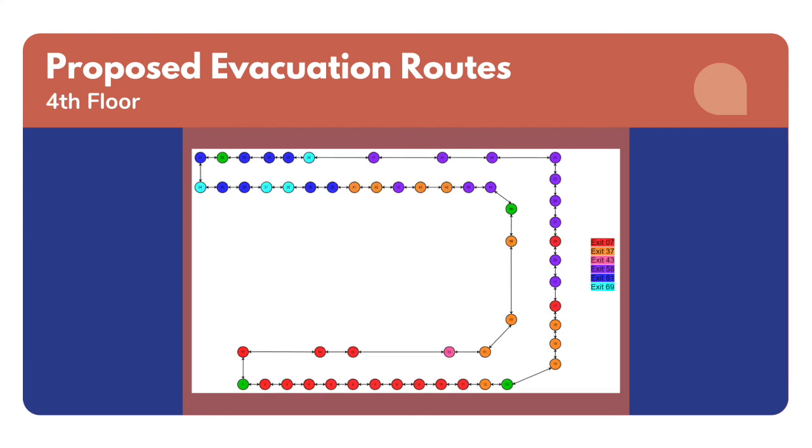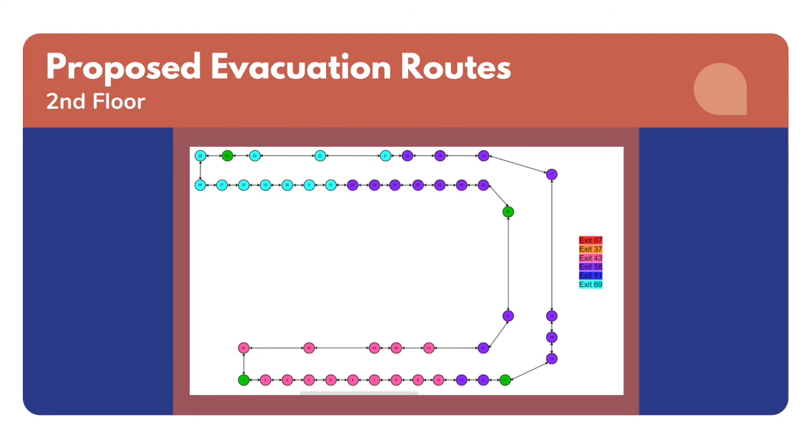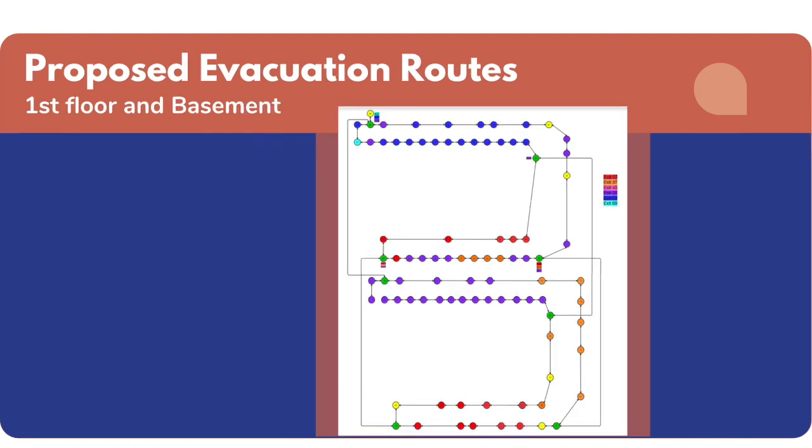This slide shows the assignment of each room of the 4th floor to its assigned exit door. This slide then shows the assignment of each room of the 3rd floor to its assigned exit doors. This slide shows the assignment of each room of the 2nd floor to its assigned exit door. This slide shows the assignment of each room of the 1st floor and basement to its assigned exit door.